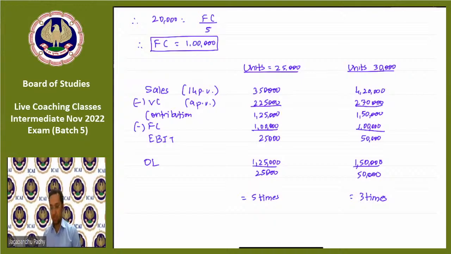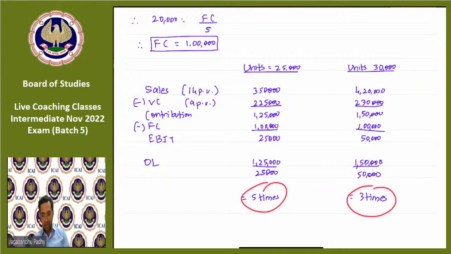These numbers, when your units is 25,000 units 5 times and this is 30,000 3 times, you need to understand that when the number of units increases, the operating leverage figure reduces. Because what is triggering this operating leverage? So this fixed cost of 1 lakh is triggering the operating leverage.